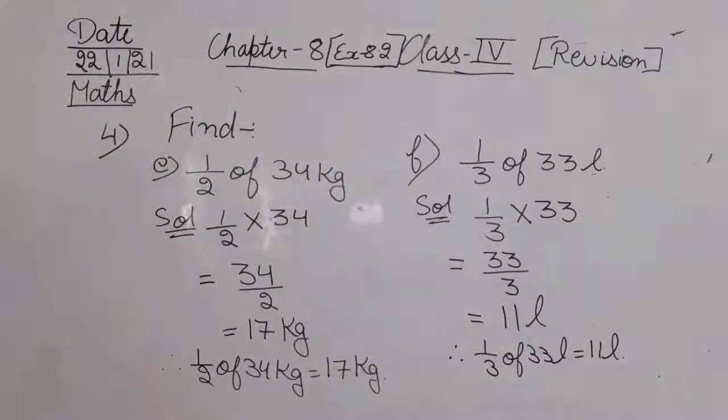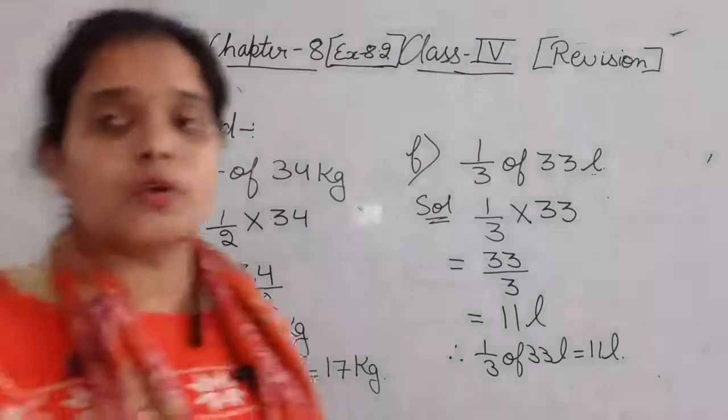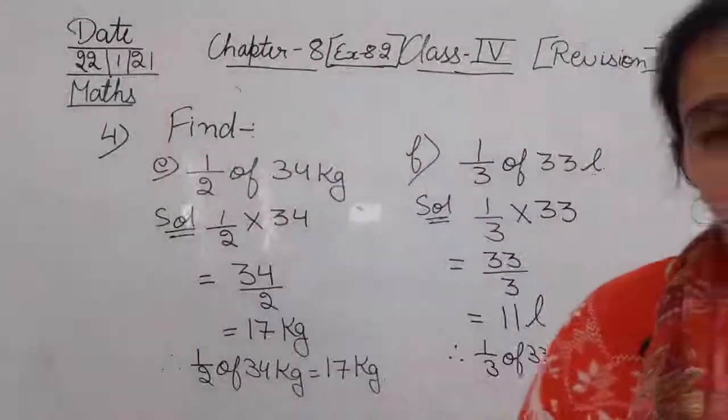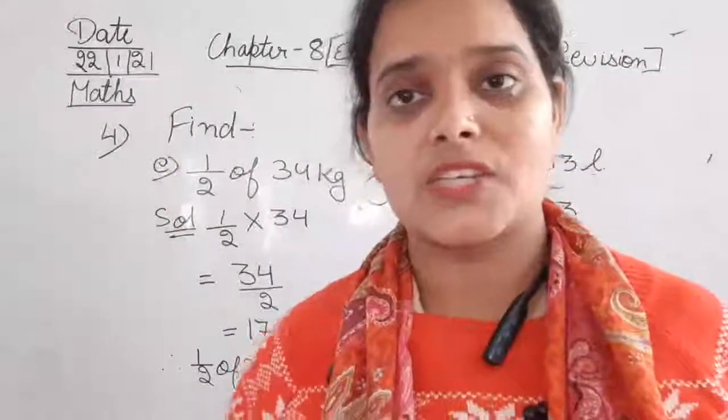Okay. So this is the solution of E and F part from question number 4 of exercise 8.2. You can pause it here and note it down in your notebooks. Okay, so this is how you are going to change a fraction into number, or you can find a number for a fraction.